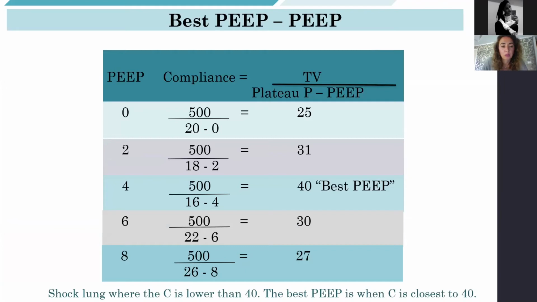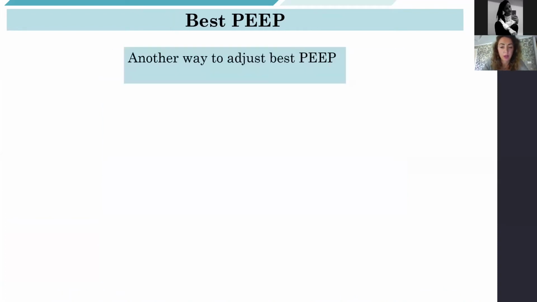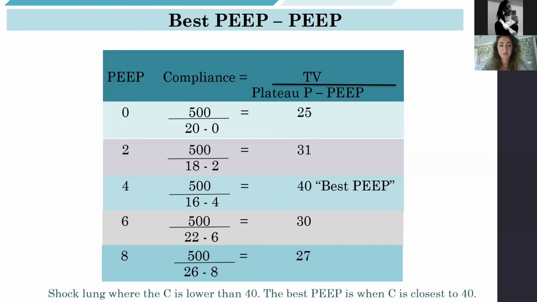We know that the best compliance of the lung is approximately 40. So whenever we have a PEEP which gives us a lung compliance of 40, we should keep that PEEP. How to get this one? It has been shown, back please, Michelle. Thank you. It has been shown that the PEEP level which gives the best compliance is the best PaO2, or the partial pressure of oxygen.